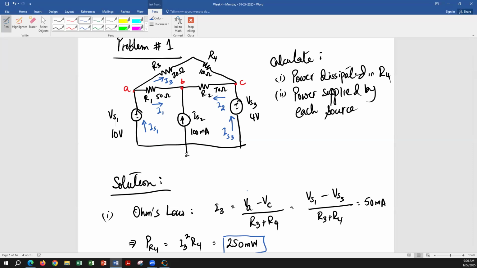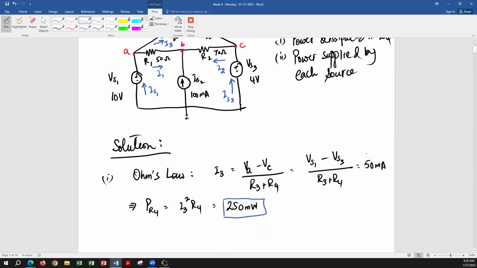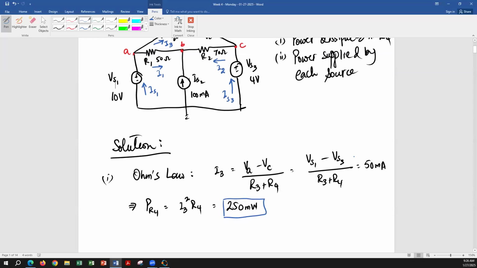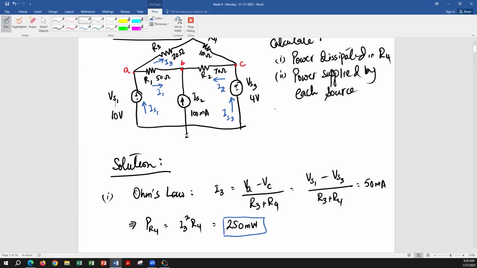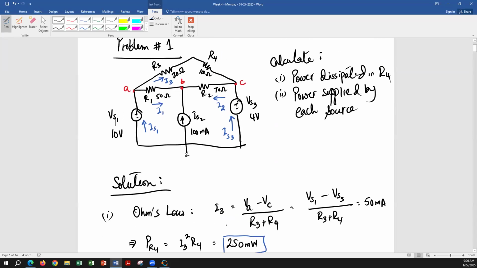The only thing we have to do is apply nodal analysis to find VB. We already know A, we already know C. If you apply mesh analysis, it's going to be longer and more complicated. So you're going to apply nodal analysis and get VB. For nodal analysis, what is the first step? Apply KCL. So KCL at B. What will be the KCL equation at node B?